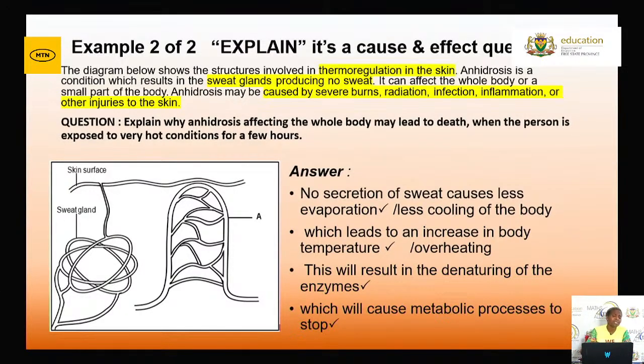So please remember that this is how you have to explain or answer questions which are based on "explain". As I have said, it is cause and effect. If you get a question, you have to explain first that this and this will happen, and then after that, you ask yourself, what will be the effect of this thing that will happen? That is how you have to answer.